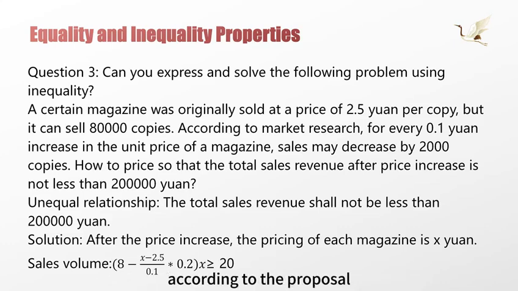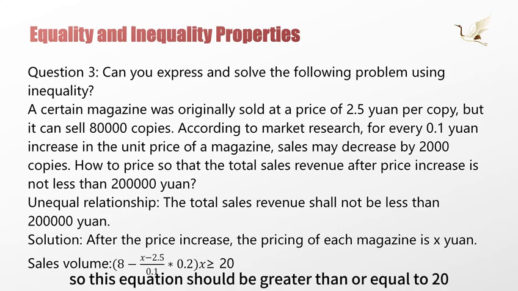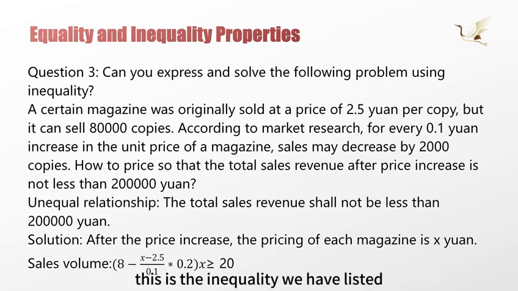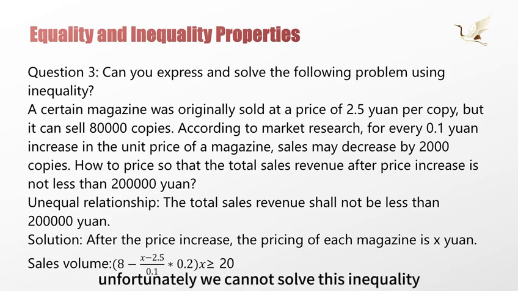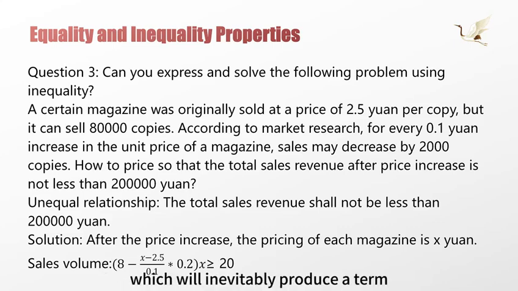According to the proposal, the total sales revenue should not be less than 200,000 yuan, so this expression should be greater than or equal to 200,000. This is the inequality we have listed. Unfortunately, we cannot solve this inequality yet. Why? If we look at the left side of the inequality and open the parentheses, it will inevitably produce a term such as the square of x.